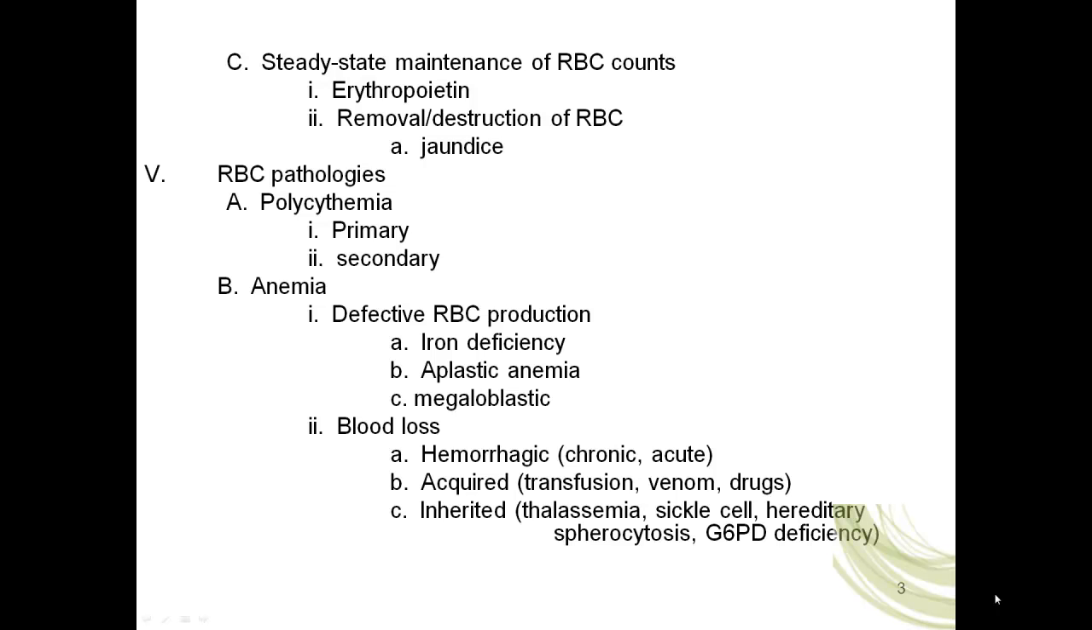Then I'm going to move on to how we produce red blood cells and maintain that value, and how we remove them from the circulation. After that, the discussion on normal production and removal, I'll talk about the red blood cell pathologies. Well, I shouldn't say all. I'm going to highlight a significant number of red blood cell pathologies. I'll talk about the different types of polycythemia, and then I will focus on quite a few of the anemias and how to classify them.